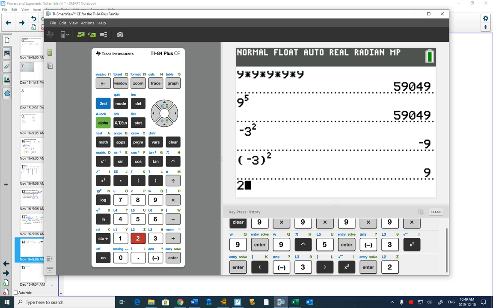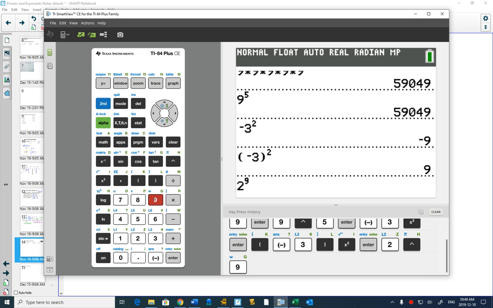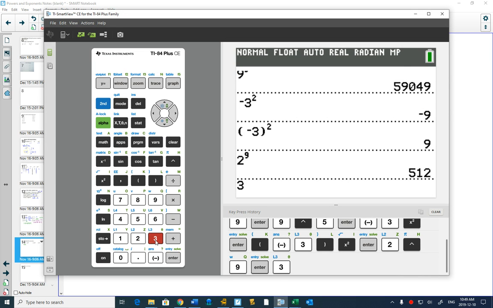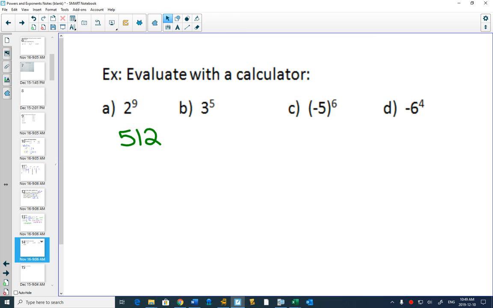So the first one was 2 to the exponent of 9. So instead of writing 2 times 2 times 2 times 2 times 2 times 2 times 2, 9 of them, this is a lot faster. And the answer is 512. 3 to the 5. So instead of writing that out, go 3 to the power 5, I get 243.